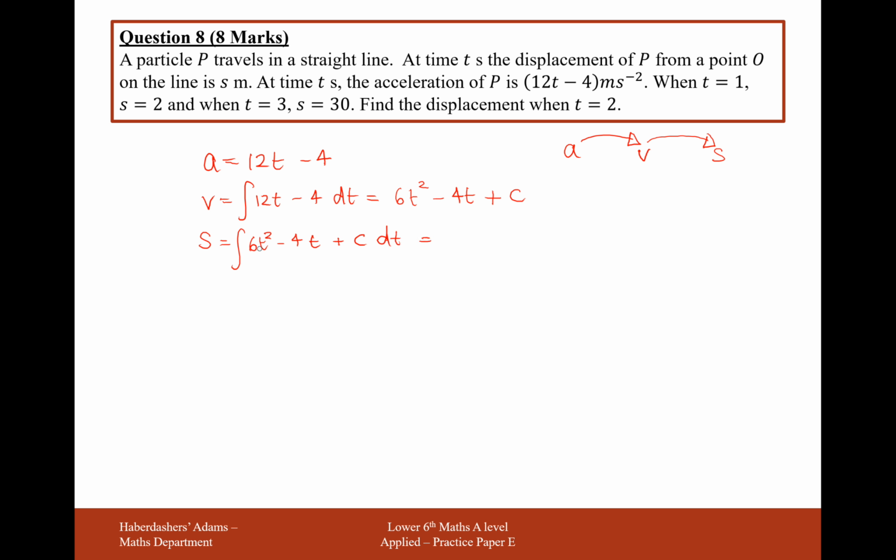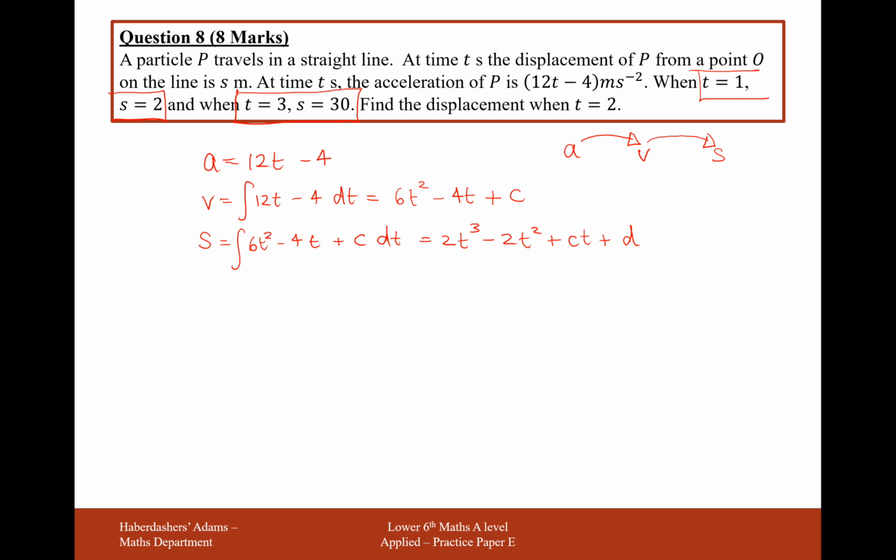So the answer to this is, we increase the power by 1, so it's going to be t cubed divided by 3 and you get a 2. t, increase the power by 1 and you get t squared. 4 divided by 2 is 2. Plus ct, so we treat the value c as just a number, like the number 7. So you'd integrate 7 to 7t, just like you do c to ct. And we've already used c once, so I'll probably use a different constant at the end of this integration, so plus d, say.